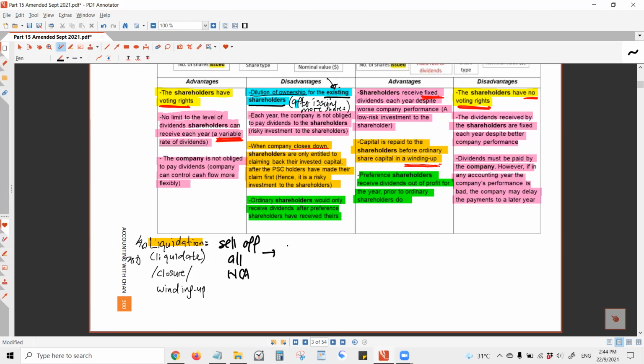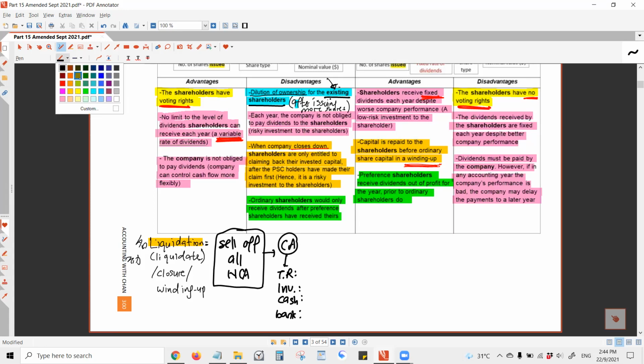And what about current assets? You could have trade receivables, inventory, and cash and bank. Just now I talked about the first step: you would sell off all your NCA when your company closes down. How do you deal with the current assets?